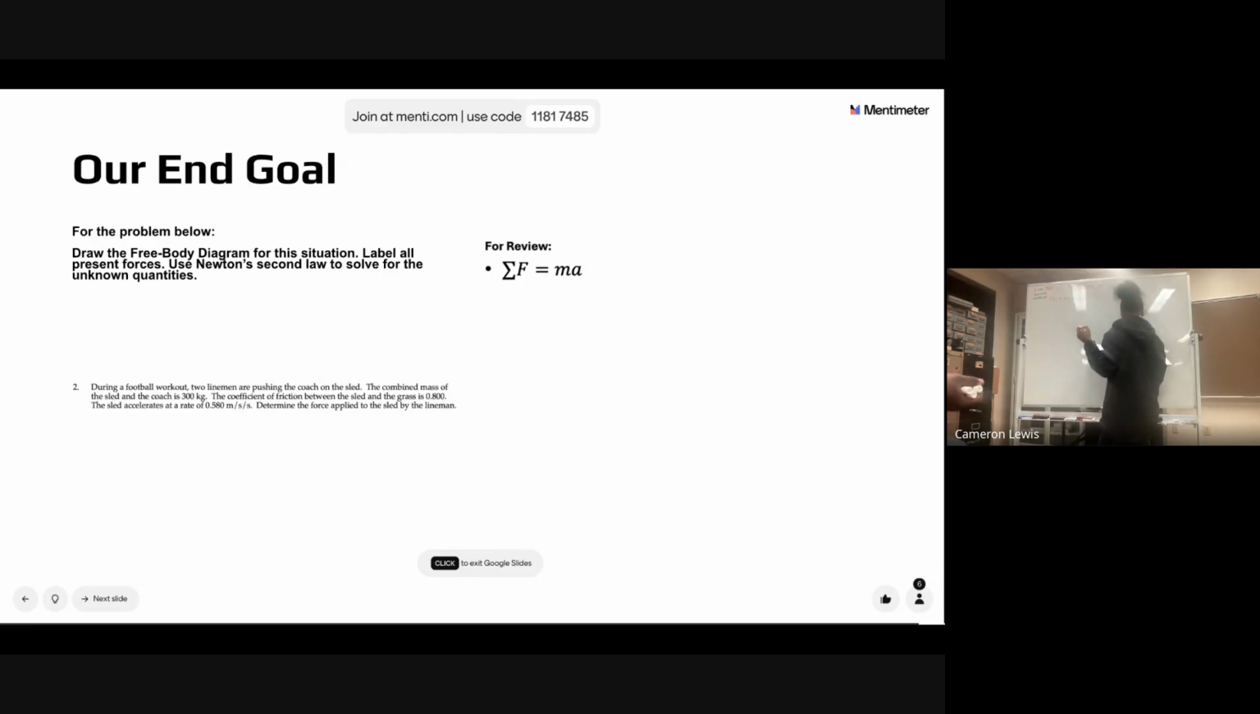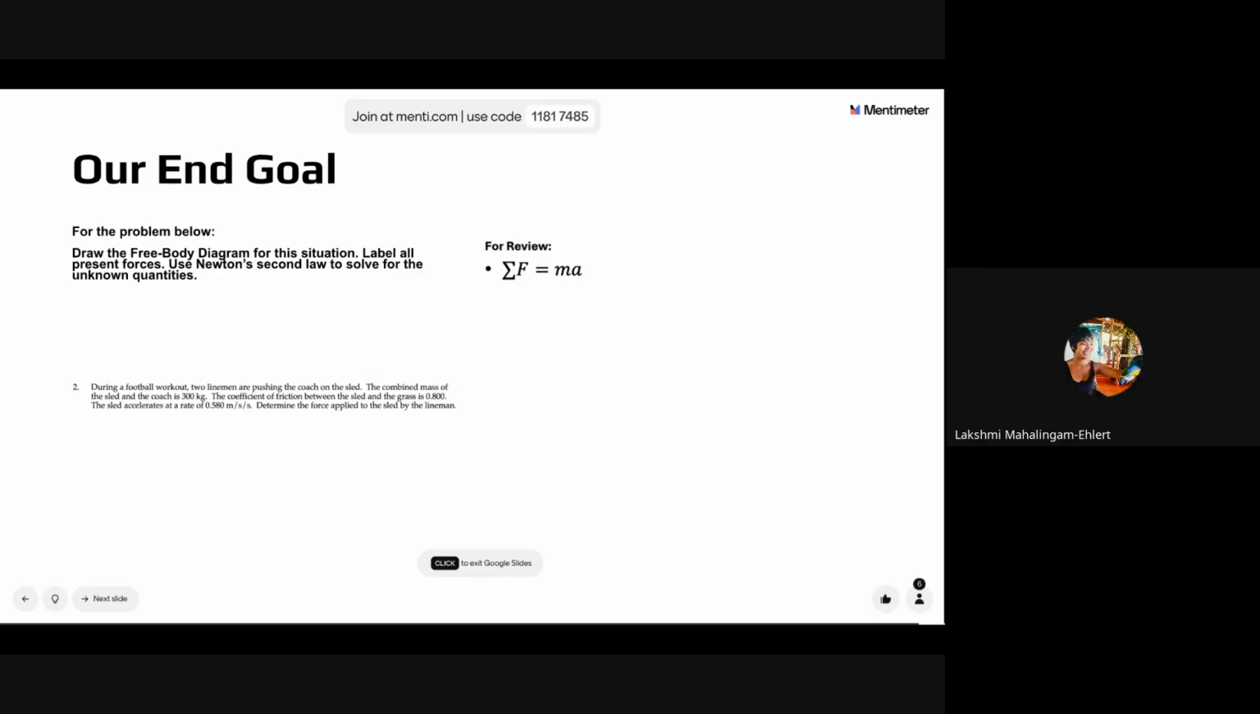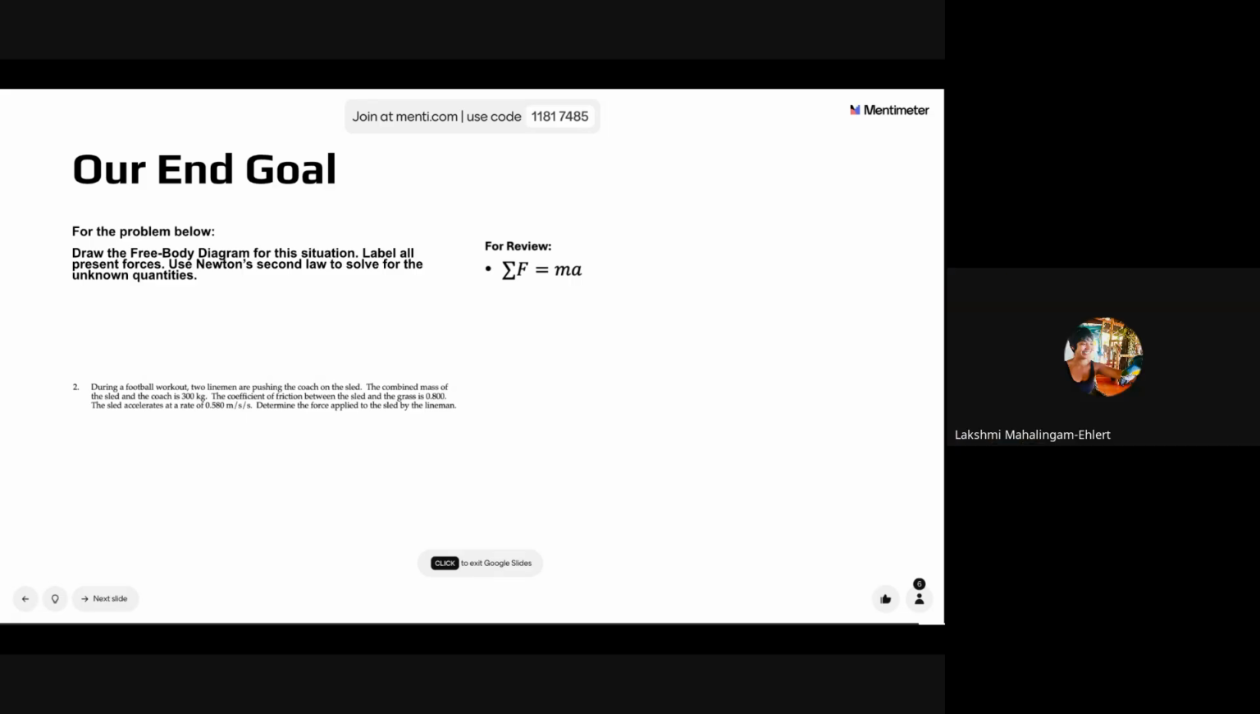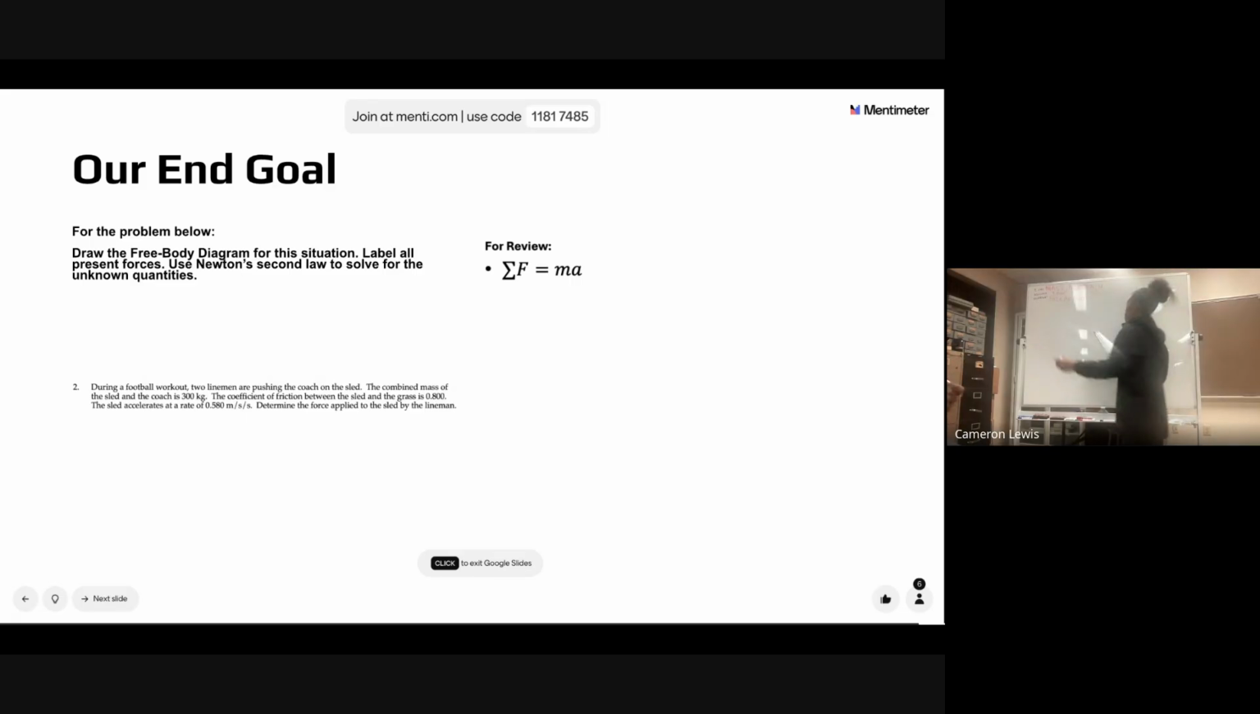Let's stop right there before we go to our assumptions. What's one thing that we can assume that's always present? Gravity. Is that even relevant though? It is. Put G. G is equal to that.